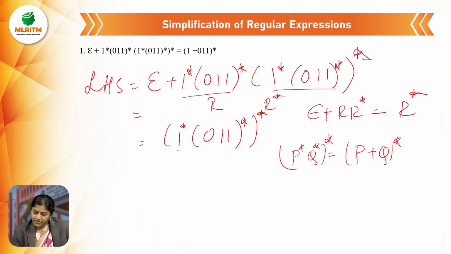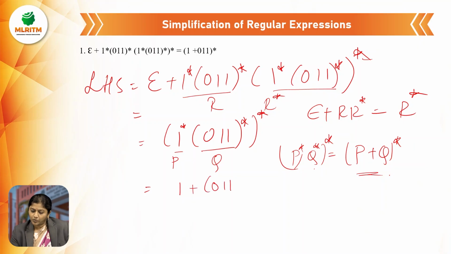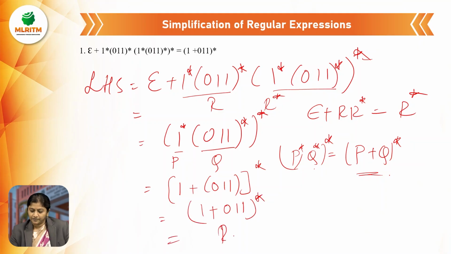So this we can take as P, and this we will take as Q. P star Q star whole star is nothing but equal to P plus Q whole star. So P is 1, plus Q is 0 1 1, whole star, right? We can use this in that form. This identity we can use and solve the problem, and we'll be getting 1 plus 0 1 1 whole star. So what is this again? This is nothing but 1 plus 0 1 1 whole star, which is nothing but equal to RHS. Right? So this is how we need to solve regular expressions using identities.